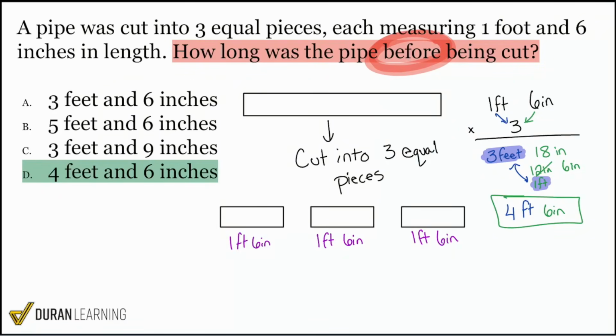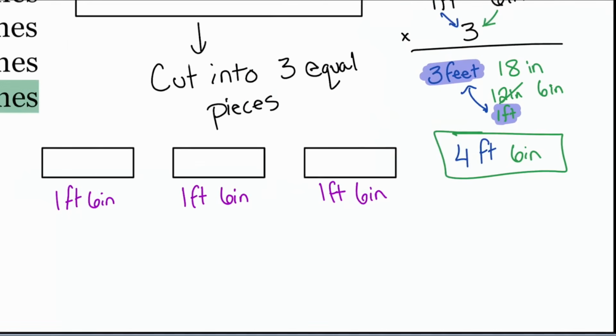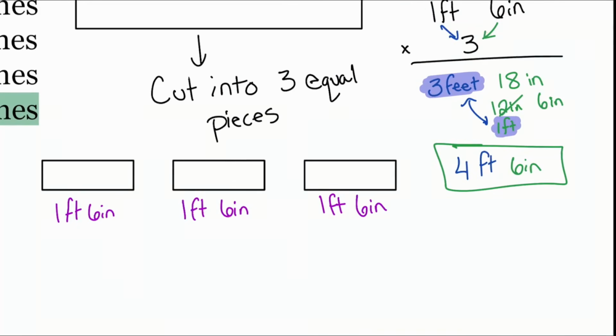So if we're going to work backwards to see how long the pipe was before it got cut, we need to work backwards. We need to do the opposite. We got here by dividing by 3. To get back to the original, we have to multiply by 3. And so 1 foot, 6 inches, when we multiply that by 3, we end up getting 4 feet and 6 inches in length. Now, even if this part didn't make sense here, I will go ahead and calculate the 1 foot 6 inches as just inches, multiply by 3, and then I'll bring it back at the end in terms of feet and inches.